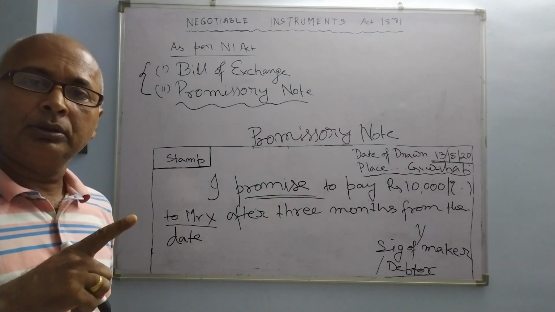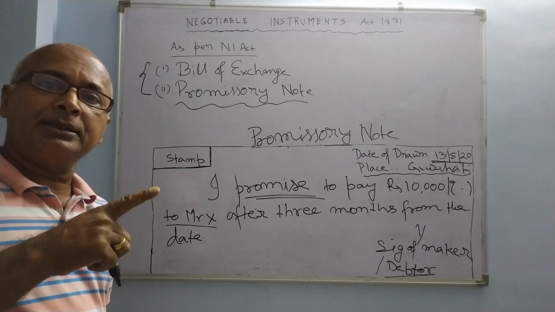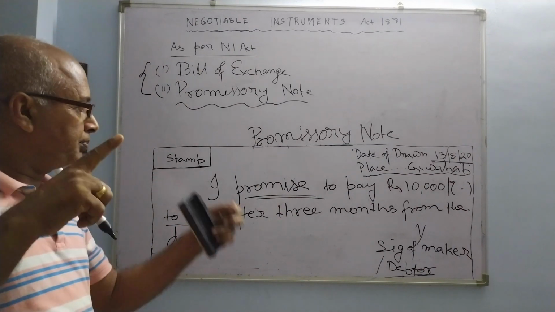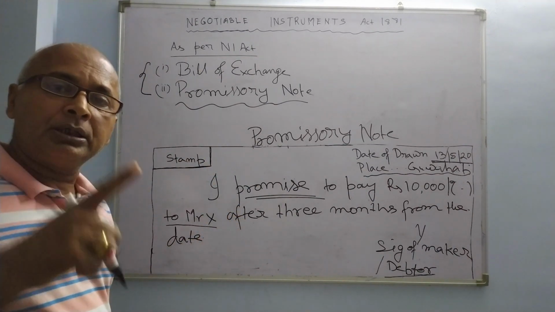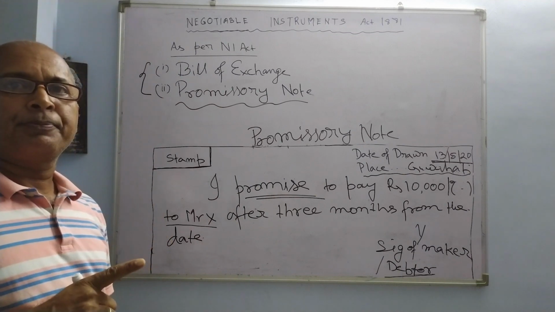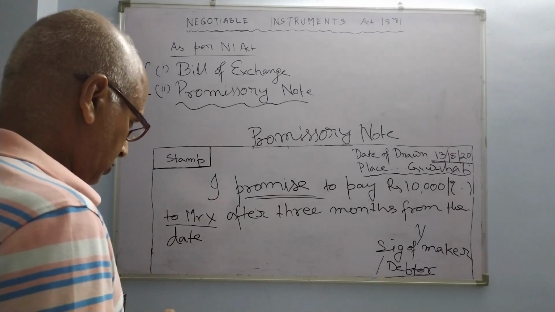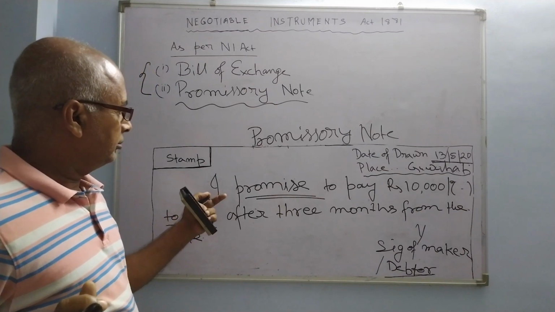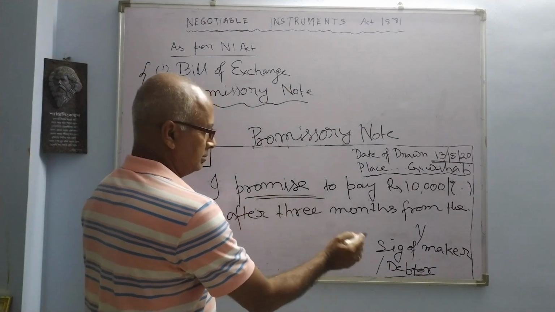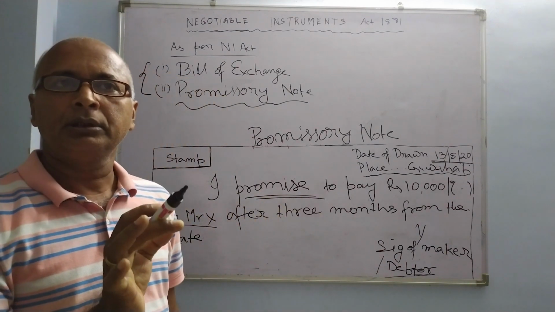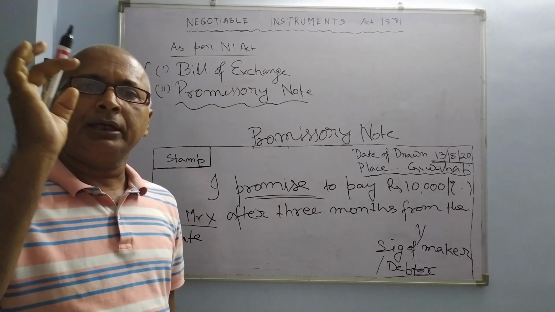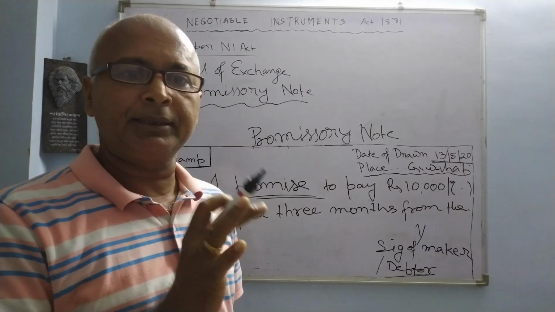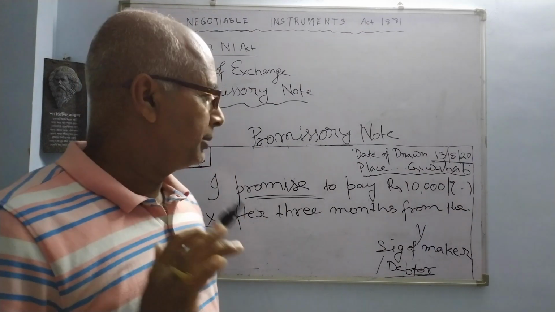In a bill of exchange also, that was an order. A bill of exchange is an unconditional order, but a promissory note is an unconditional promise. In any circumstances, there cannot be more than two parties, debtor and creditor, in a promissory note. But in a bill of exchange, there can be three parties also. This is the vital difference between the promissory note and the bill of exchange.